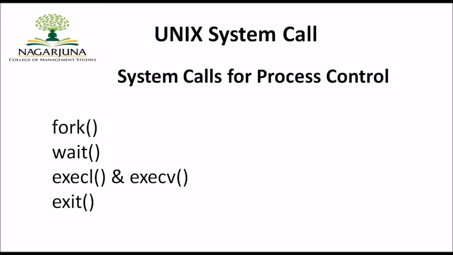We need system calls in terms of process control to create and end a program, to send and receive software interrupts, and also to allocate memory. As a part of that, we have four different types of system calls with respect to process control. One is fork, second is wait, third is exec and execv, and the fourth is exit. We will discuss them one by one.